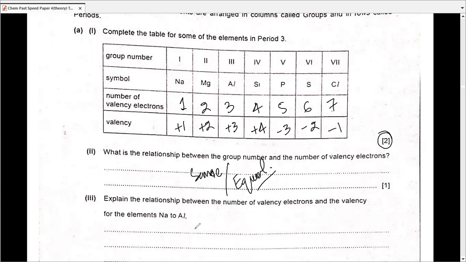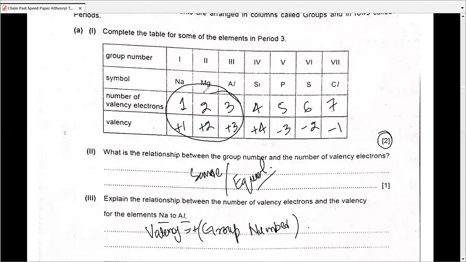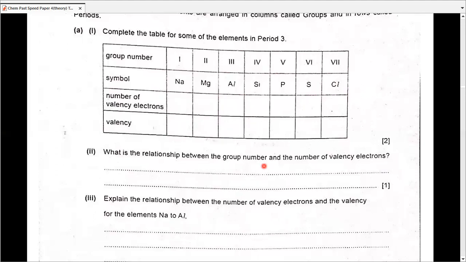Now, here comes the formula that I wrote on that day. I hope you remember that for group 1 to group 3, the group number was equal to valency, or valency is equal to plus into group number. It's the same thing. Remember? Because these are the same. Okay, so moving on, I'm going to clear this up.